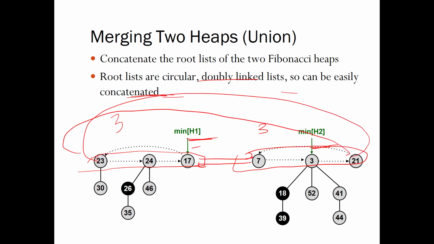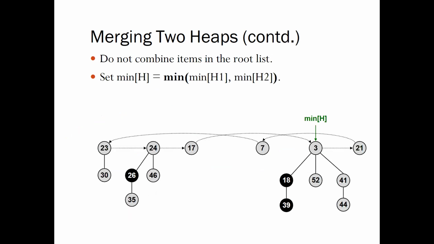That's all. There's nothing much to do. Okay. That is why merging is easy. It is not similar to the merging of a binomial heap. Why? Because in that merging, we had to combine the nodes that had the same degree. But here we are not doing that.